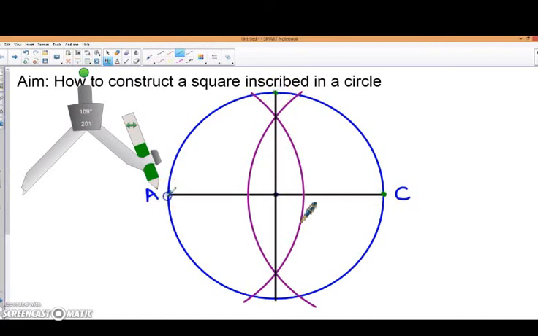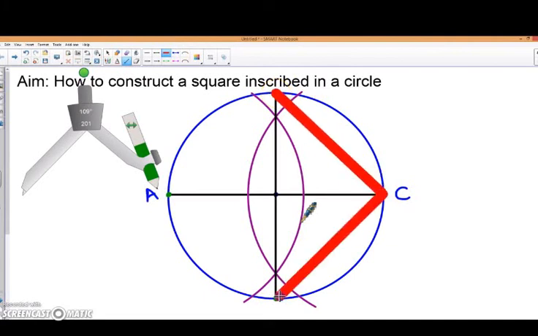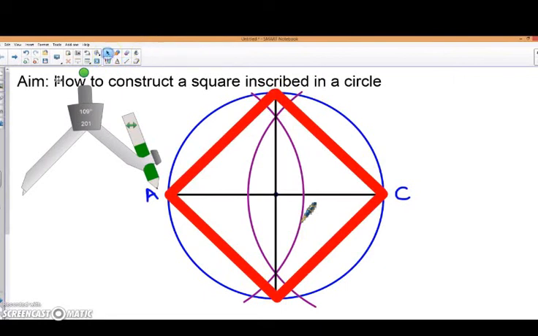So to create your square, you're going to take, I'll make mine a little thicker so you can see the color difference, the points of intersection, and you're going to connect them. And that is going to create a square inscribed within a circle. So why?